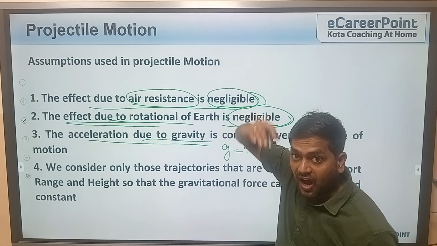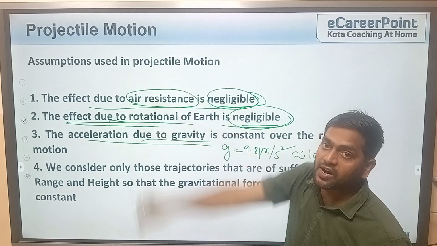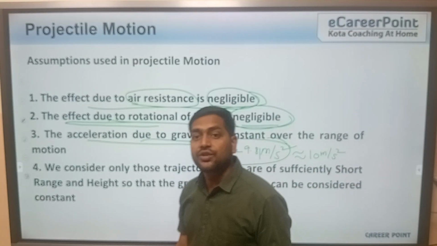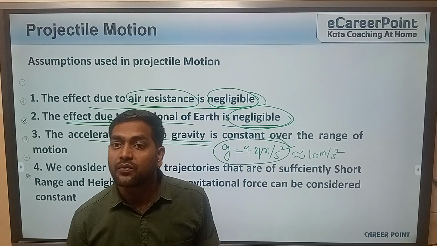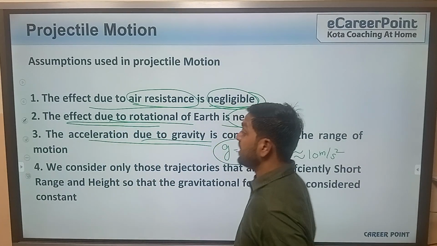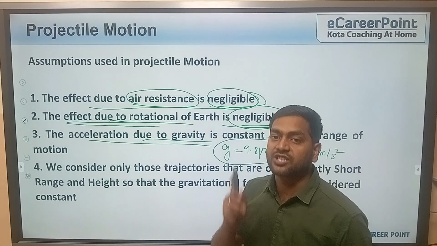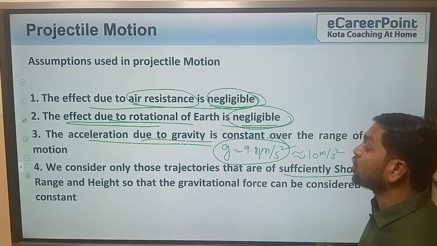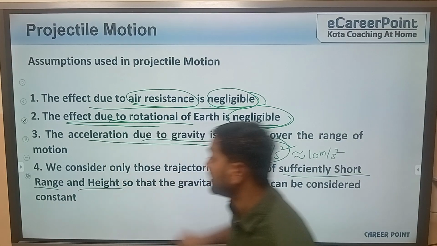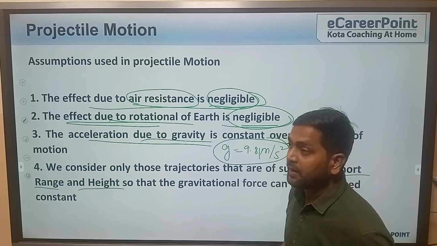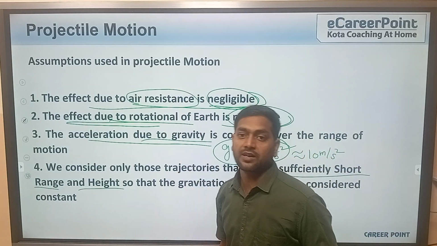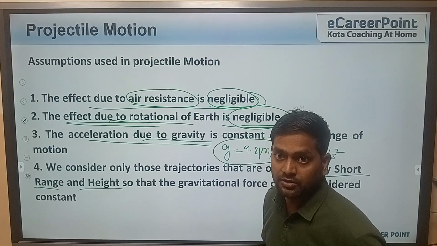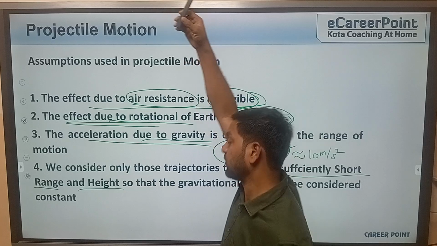If the height of the object is getting increased, then the g value is going to be changed, right? For that reason here we are considering the short ranges, and the acceleration due to gravity is taken as constant. Next we consider only those trajectories that are sufficiently short ranges. Here we are using short ranges and short heights. If we take up to 1 kilometer, 2 kilometers, we can give an object a velocity and this object will move upside.